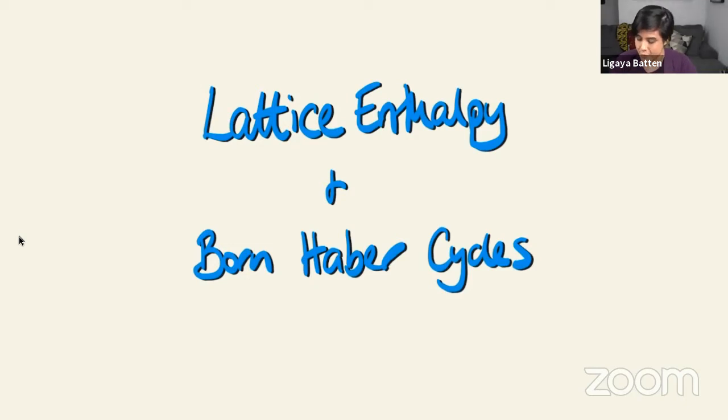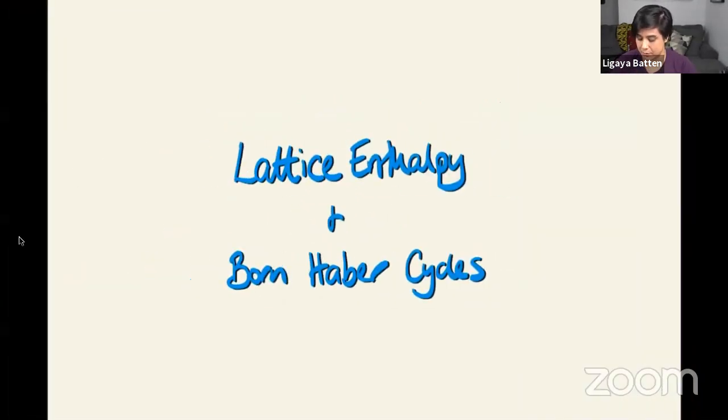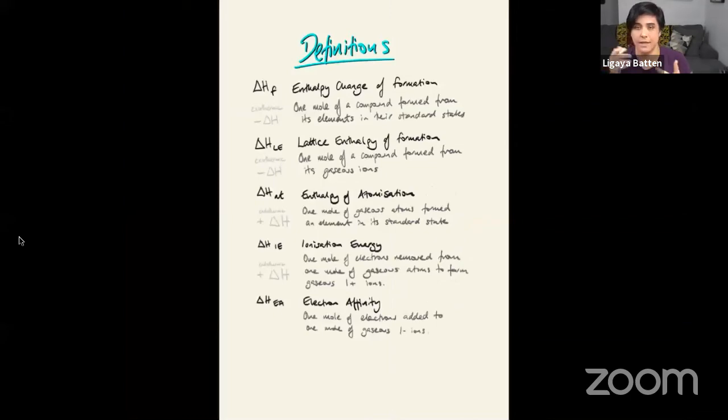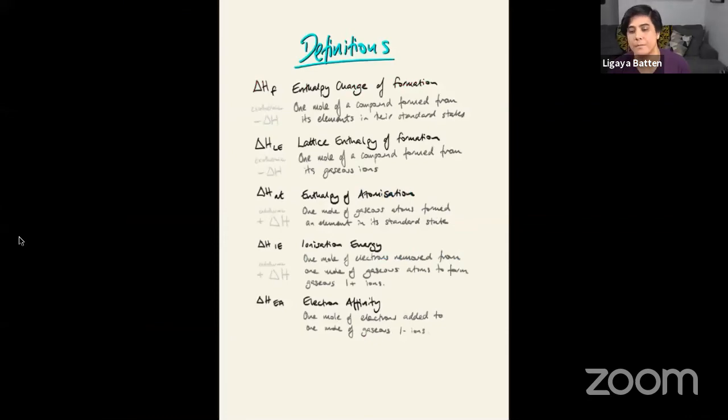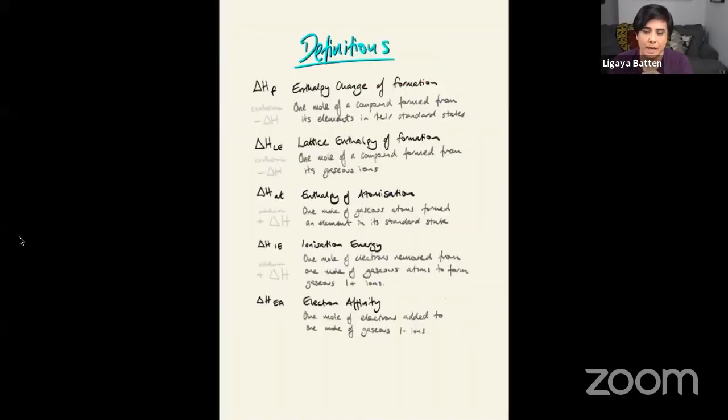So lattice enthalpy. First of all, we need to think about some definitions. And actually, I think I've said that, but I've not actually defined lattice enthalpy in the definitions here. So lattice enthalpy is the enthalpy associated with forming 1 mole of an ionic compound from its gaseous ions. Oh yeah, that's it. I thought I hadn't included it. This is our lattice enthalpy of formation, forming 1 mole of a compound from its gaseous ions.